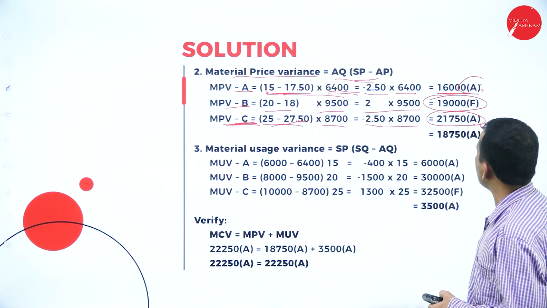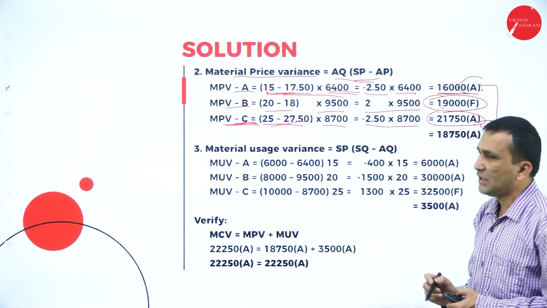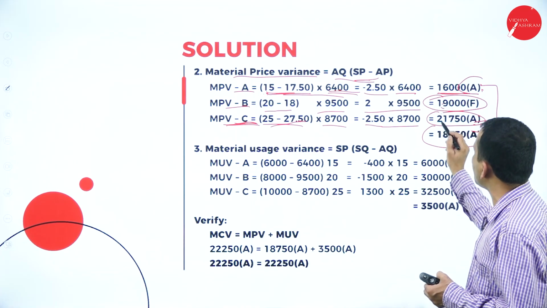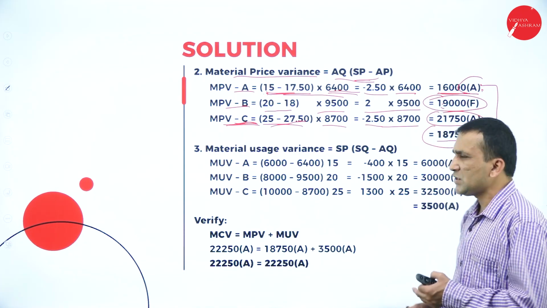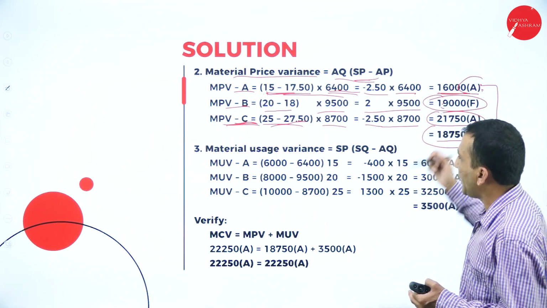Okay, there are two adverse, and the favorable is 19,000. Obviously we need to categorize: the adverse value is more, so after subtracting the favorable, the result we are getting is 18,750 adverse, because the adverse sign is more compared to the favorable.